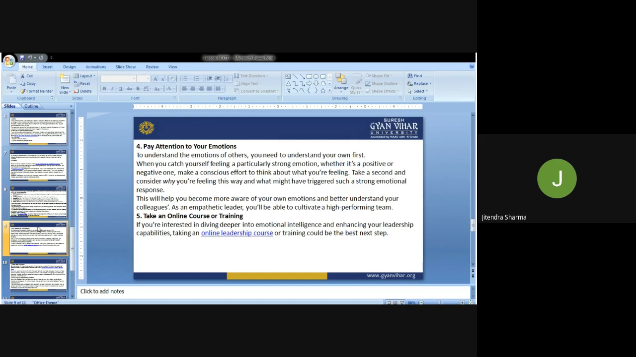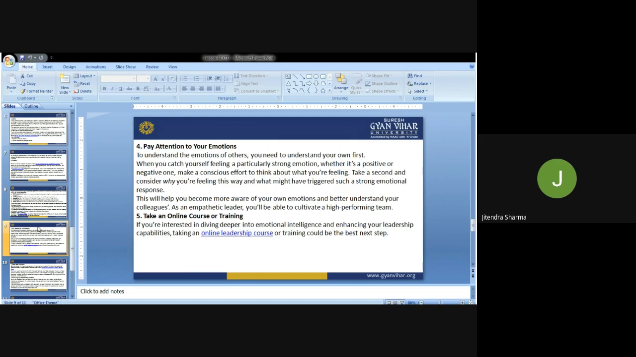If you develop this attention to your emotions, then you will care about the emotions of others. That will help you build a high performing team as a leader, and you will have more chances of success in your day to day professional life.